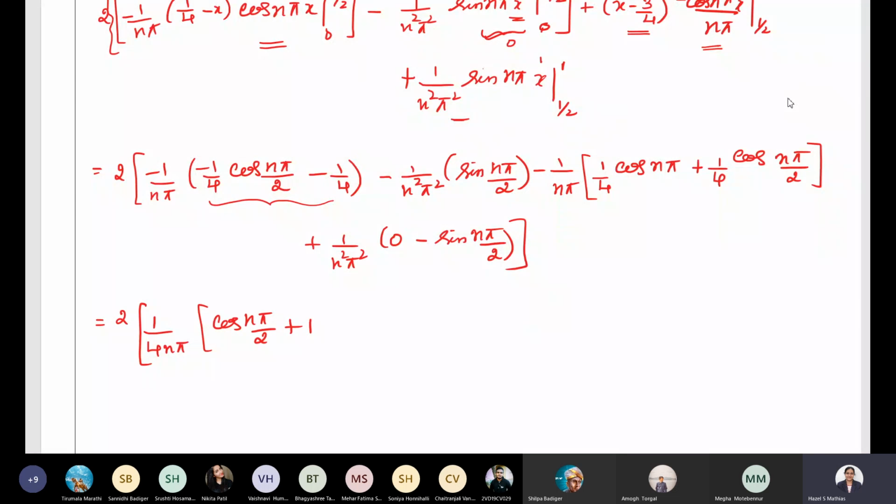Similarly over here you check. What do we have? This one, 4n pi is common. If you take 4n pi common over here, minus cos n pi remains. Similarly over here, if you take this 4n pi, minus cos n pi by 2 remains. Here also 1 by 4n pi common, so minus cos n pi minus cos n pi by 2 remains. Now tell me what are the other terms which are pending.